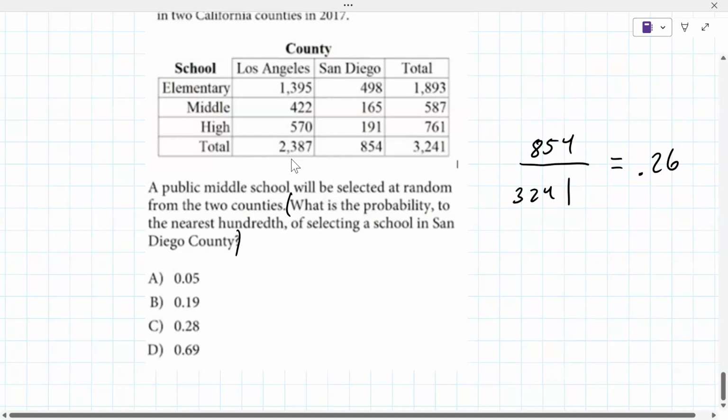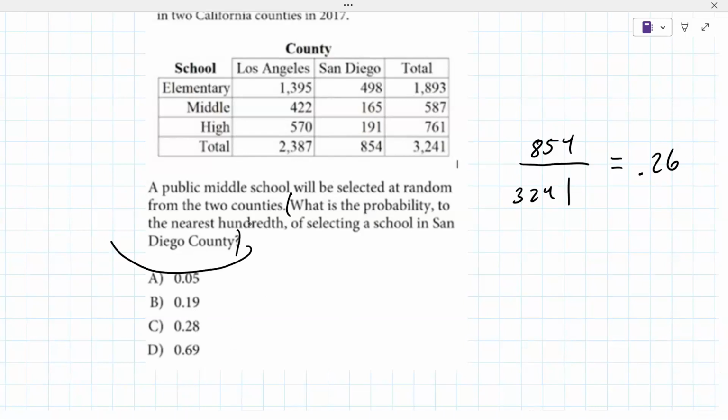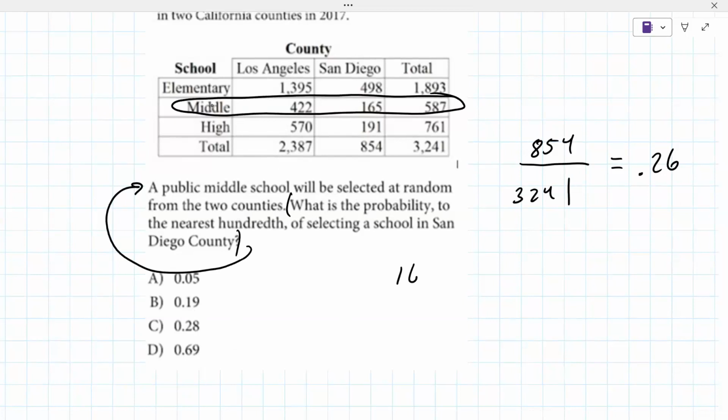So, like I said, the strategy doesn't always work. Sometimes you do have to go back and read, and it says a public middle school will be selected at random from the 2 counties. Okay. So that means we're actually only interested in this row right here. What is the probability to the nearest hundredth of selecting a school in San Diego County? So there's 165 in San Diego County out of 587 middle schools. This time when you calculate it, you do get 0.28.